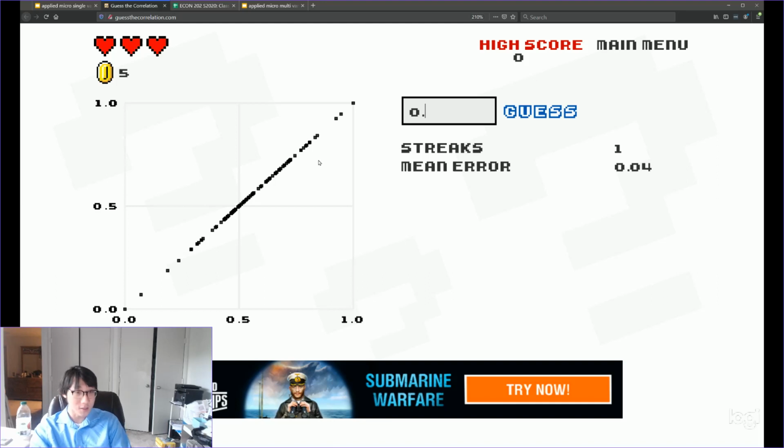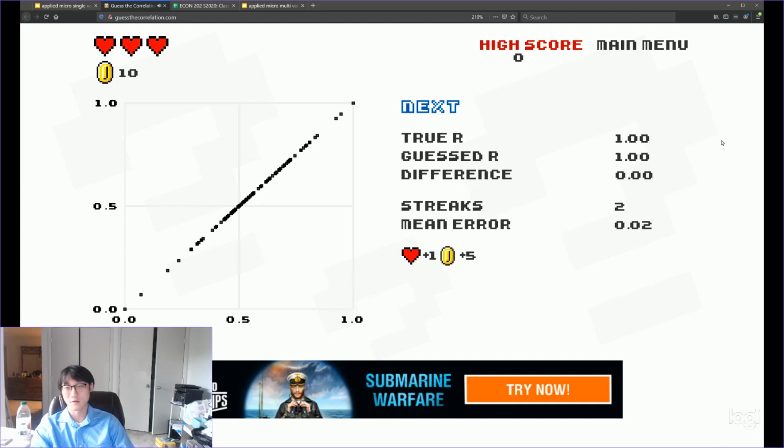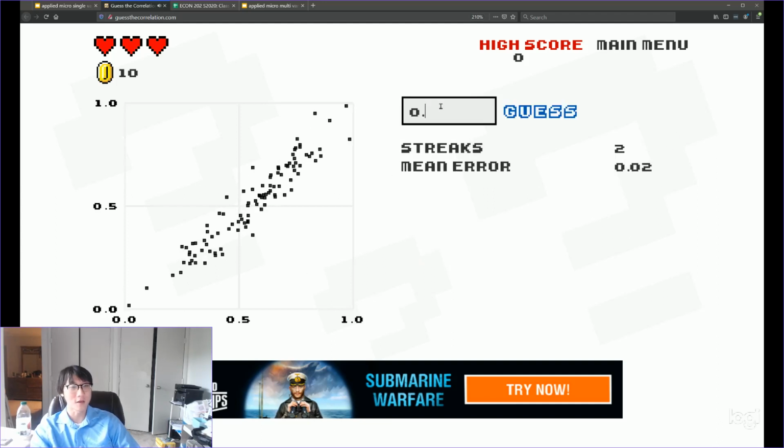Okay, wow, look at this. So you can see this is an example where literally all the dots line up on a perfect line. So this is going to have a correlation of 1. So let me guess that. Okay, yeah, it looks like I was right. Correlation of 1. Okay, next.